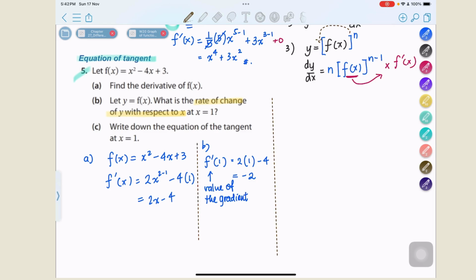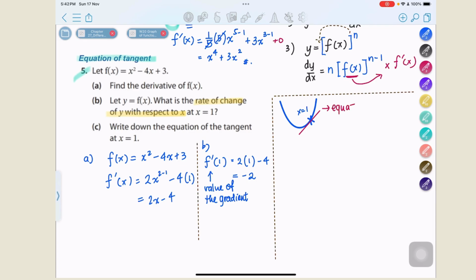Part C is the most important one that I want to tell you. In part C, they said write down the equation of tangent. What do they mean by equation of tangent? This is your quadratic curve. Probably you put a point at x equals 1, and you draw a tangent to the curve. This line we call the equation of tangent.